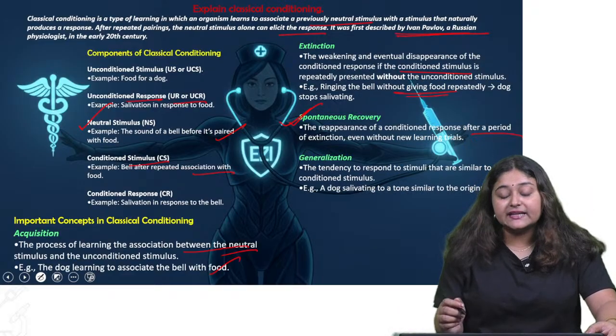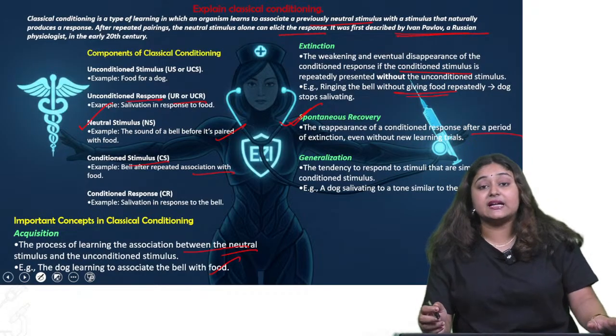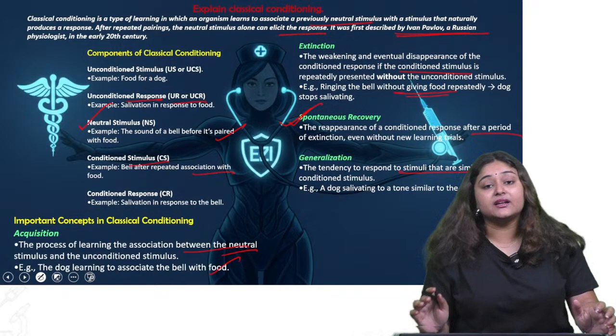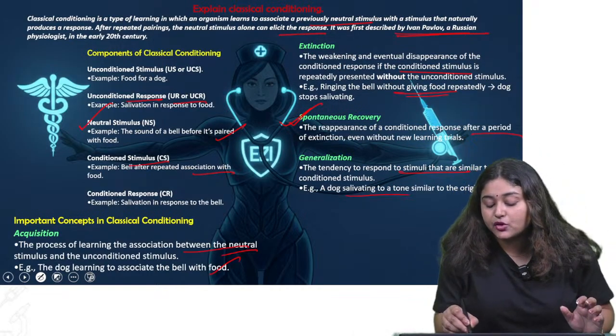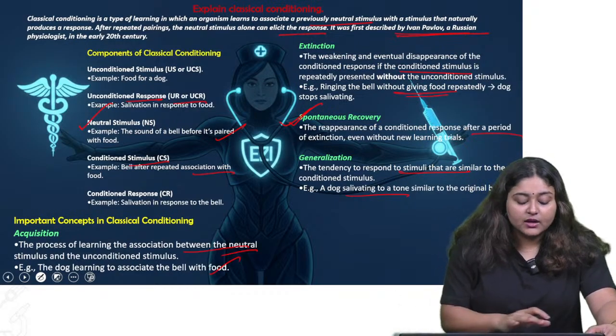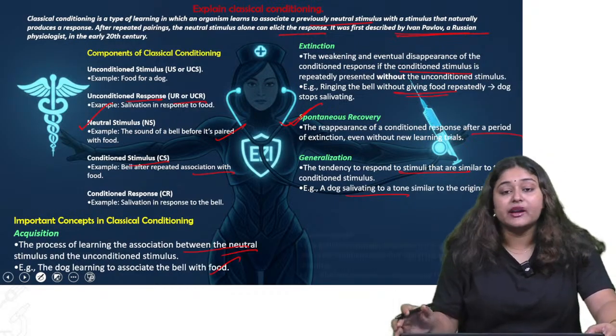Okay, so next is generalization. Generalization is the tendency to respond to stimuli that are similar to the conditioned stimulus. As an example, a dog salivating to a tone similar to the original bell. So that is the concept of classical conditioning.